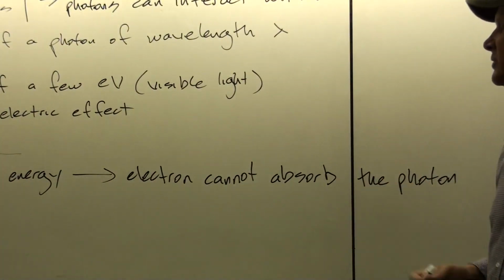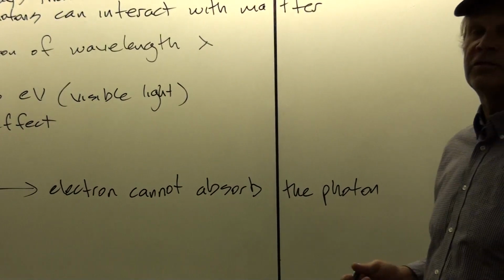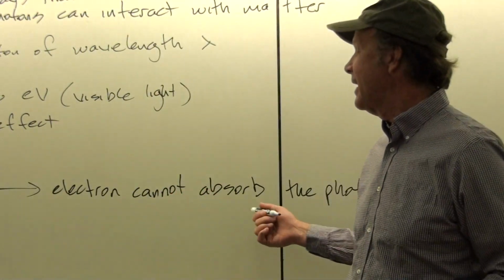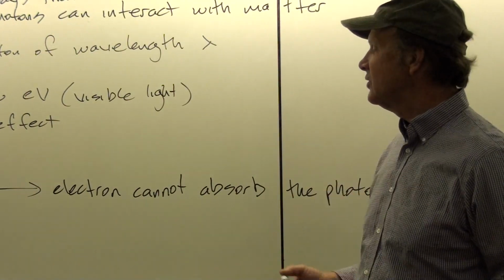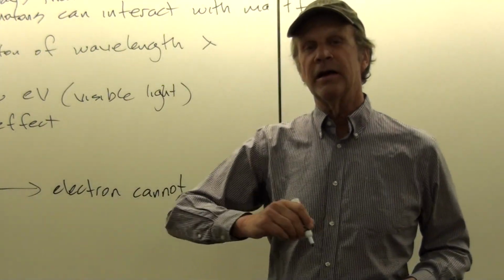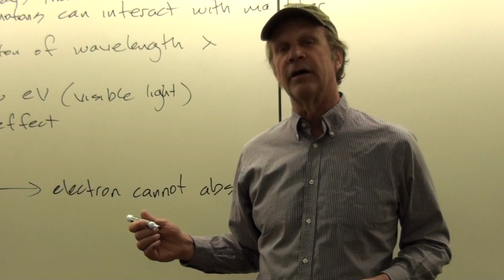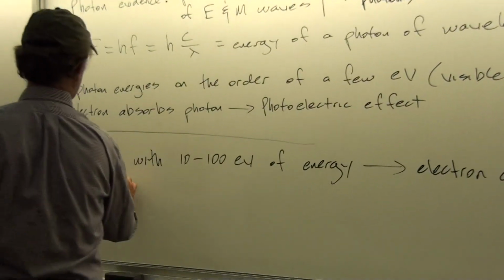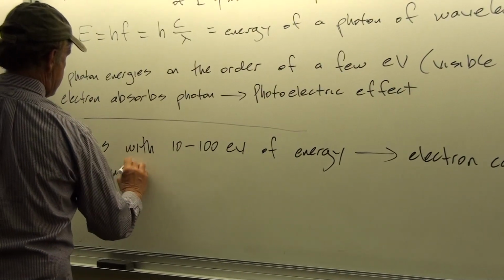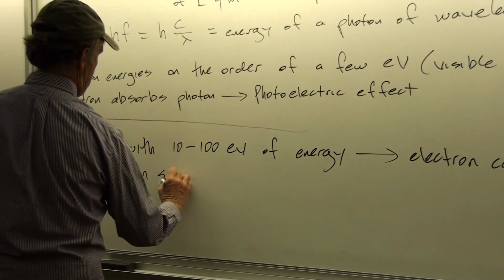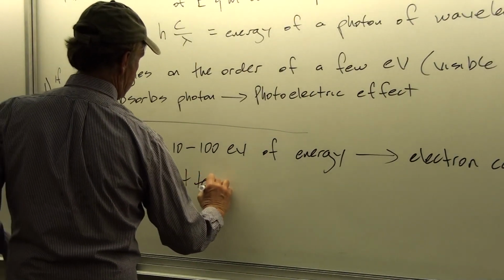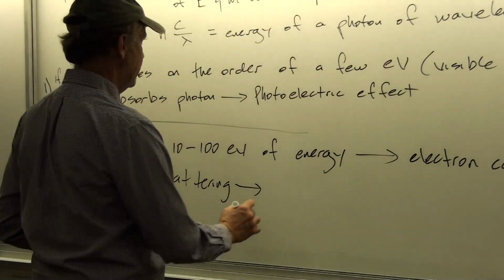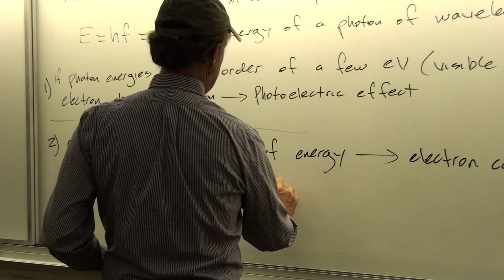We could affectionately think of this as being like force feeding a baby with a shovel. Okay? It's just not going to happen. And so if the electron can't absorb the photon, the electron scatters off of the photon elastically. And so that's called Compton scattering. So this is like an elastic collision between the photon and the electron.